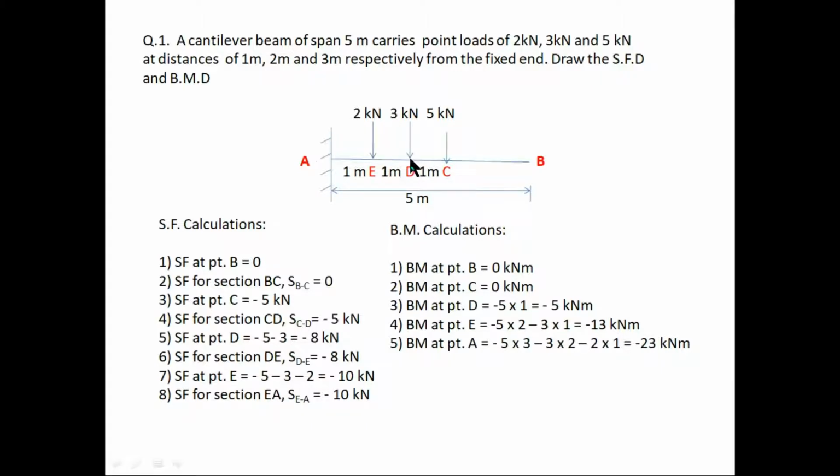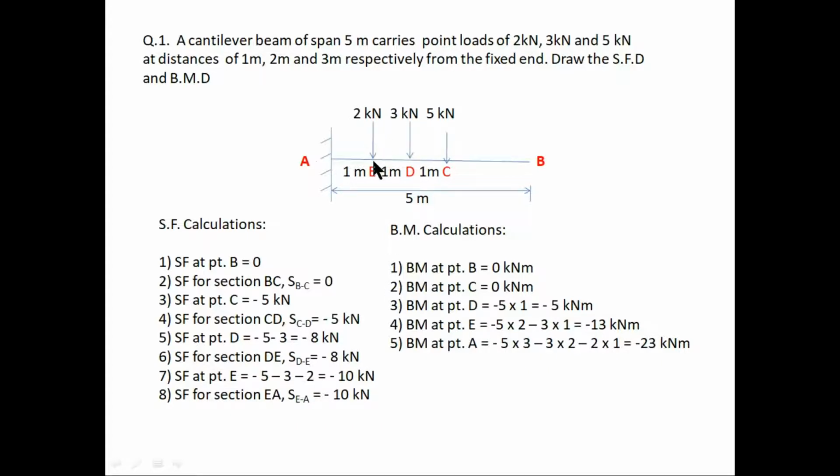Then at this particular point D, there is one more load of 3 kN. So the total load at this point is going to increase to 5 plus 3, 8. So SF at point D is going to be minus 5 minus 3, that is equal to minus 8 kN. And that is going to remain for the section DE. So SF for section DE is minus 8 kN.